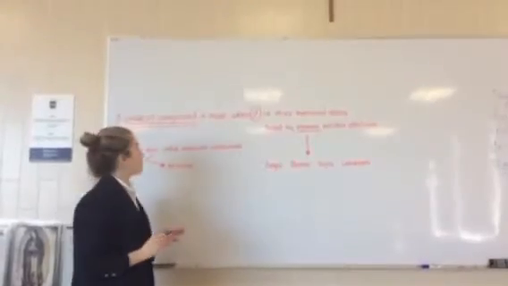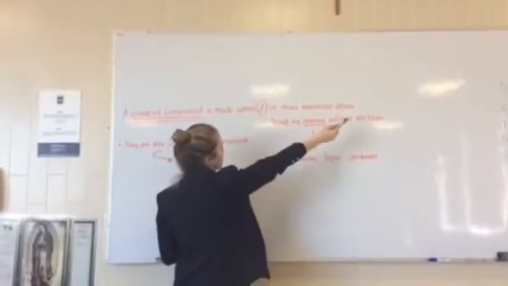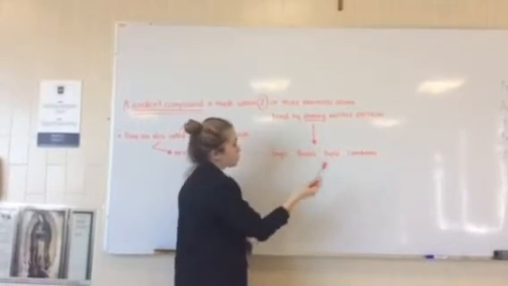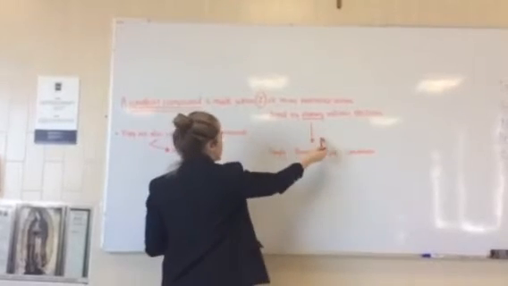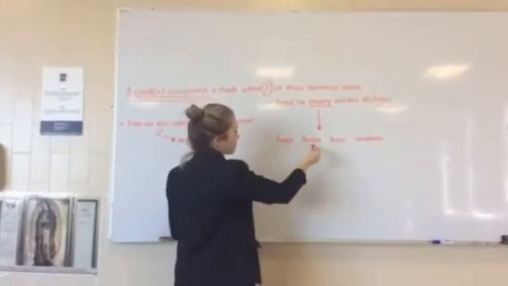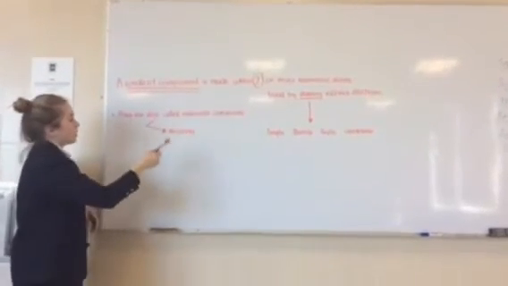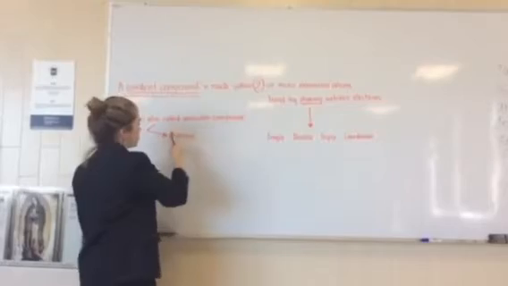Today we're going to talk about covalent compounds. A covalent compound is made when two or more non-metal atoms bond by sharing valence electrons. There are four types of sharing: single, double, triple, and coordinate. They are also known as molecular compounds, which are neutral.